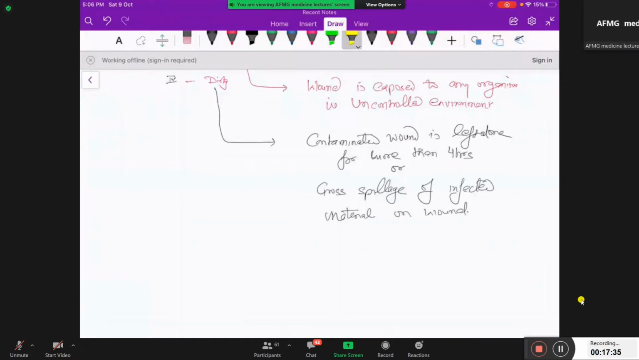Let me ask more. What type of wound are you going to have in a hip replacement surgery?